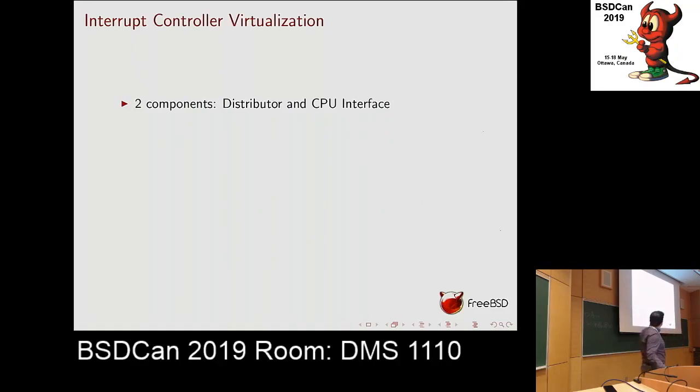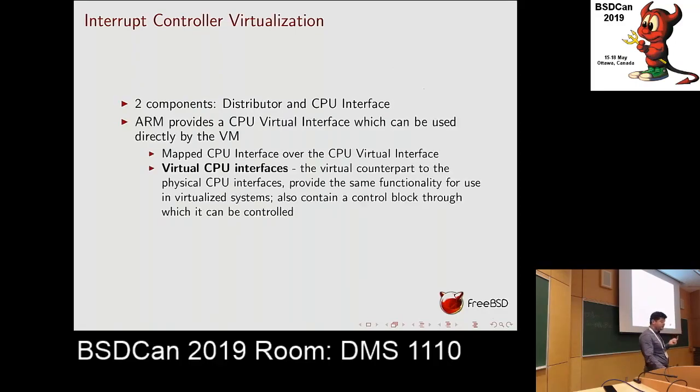In terms of interrupt control virtualization, we have two components to virtualize: the distributor and the CPU interface. ARM provides a virtual CPU interface, which can be used directly by the virtual machine. We basically only have to map the CPU interface onto the virtual CPU interface. Actually, the other way around, the virtual CPU interface is mapped on the CPU interface. For CPU interfaces, there is not much to be done, but in terms of the distributor, we need to emulate access to each of the distributor configuration registers.